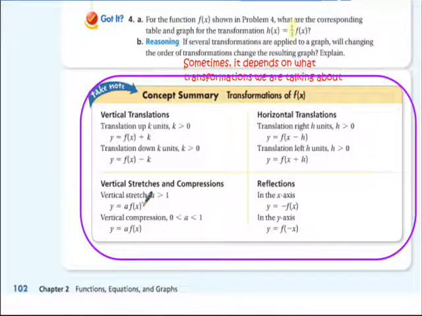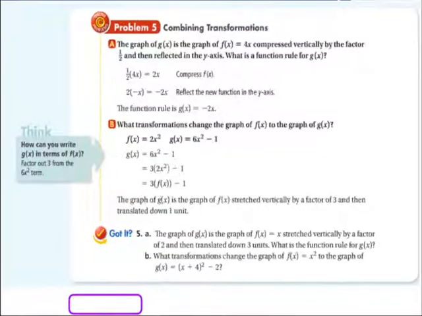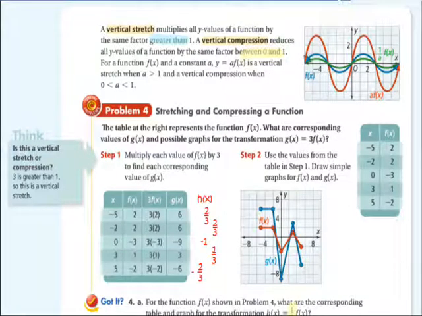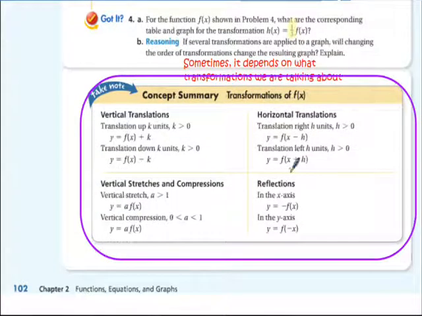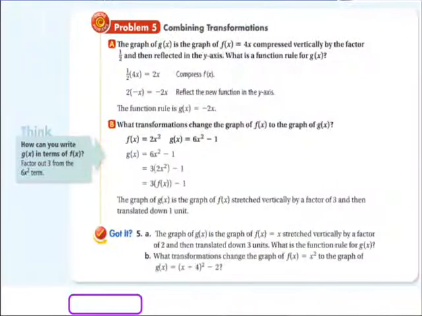Okay. Here, a vertical stretch. If this is greater than 1, it's a vertical stretch. If this is between 0 and 1, it is a vertical compression. And then for reflections, out front would reflect it in the x-axis, and inside that reflects it in the y-axis. Sometimes, if you needed to pause it, here, I'll go back. There, pause. Write down what you need. Unpause. Off we go.